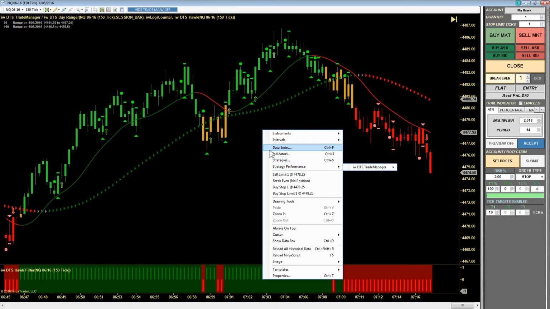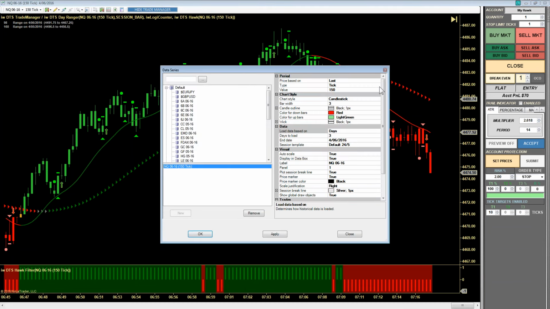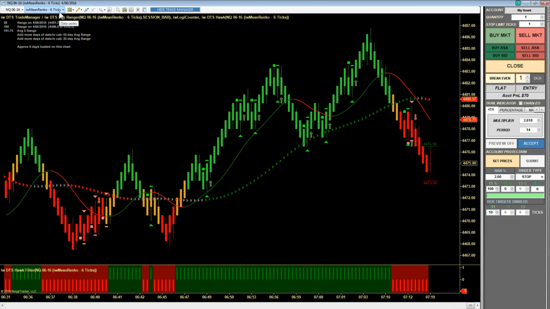The mean Renko bars kind of take all that and blend it together. So they have the benefits of a range style bar and the sensitivity of a candlestick bar. So with the mean Renko bars, each bar is only 6 ticks tall.